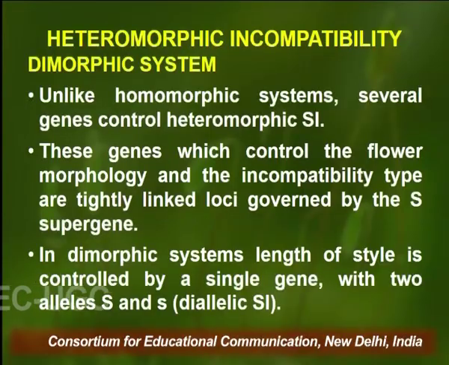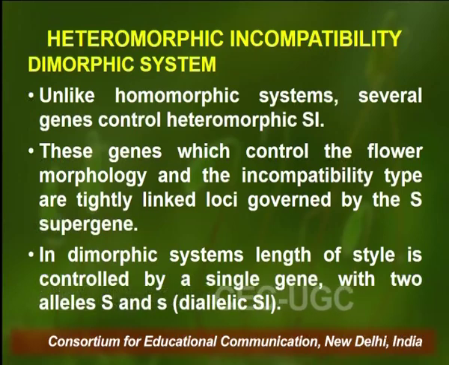Now, coming to heteromorphic incompatibility, I told you in the beginning that there can be a dimorphic system or a trimorphic system. Unlike homomorphic systems, several genes control heteromorphic self-incompatibility. These genes, which control the flower morphology and the incompatibility type, are tightly linked loci governed by the S supergene. In dimorphic systems, the length of the style is controlled by a single gene with two alleles, capital S and small s. That is, there are two different alleles.